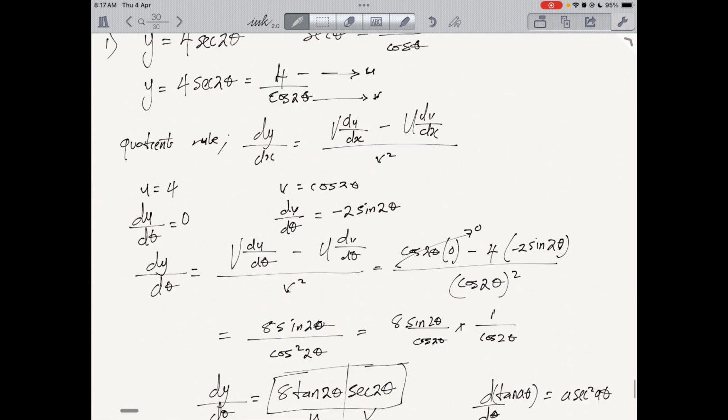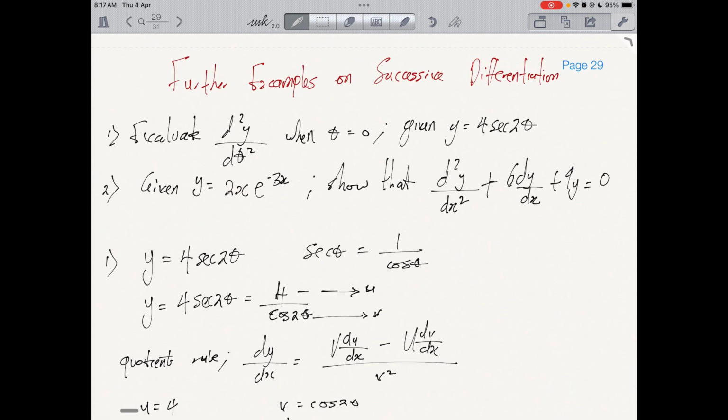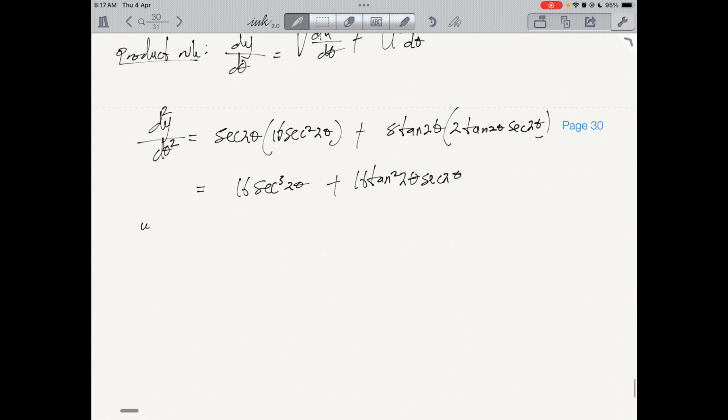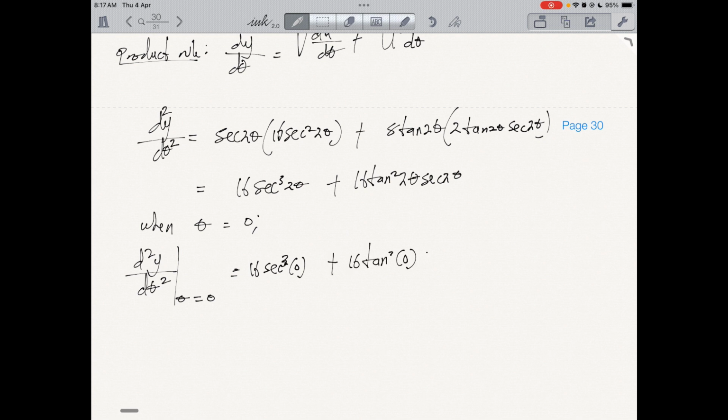Now, the question says evaluate this when θ is equal to 0. So we make our substitution. When θ is equal to 0, we have that d²y/dθ² at θ equal to 0 is equal to 16 sec³ of 0 plus 16 tan² of 0 and sec of 0.